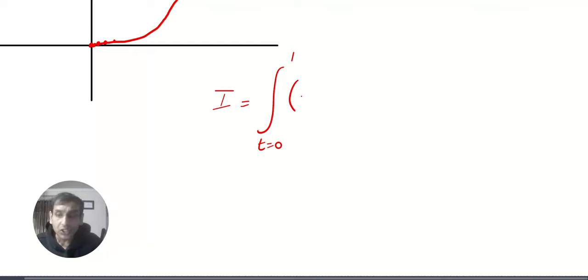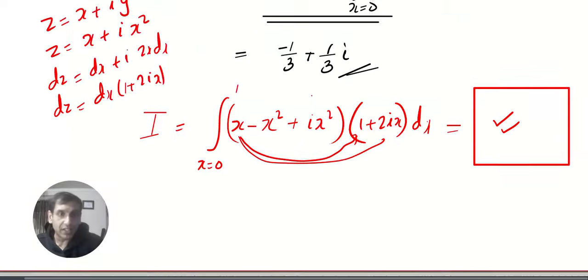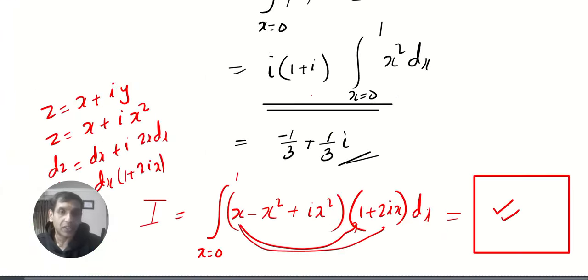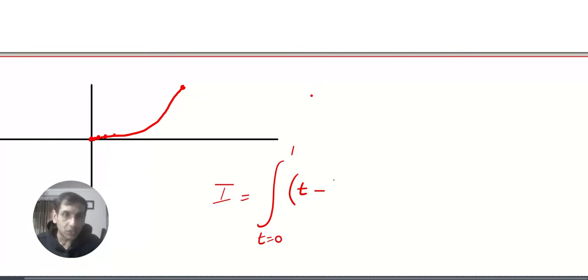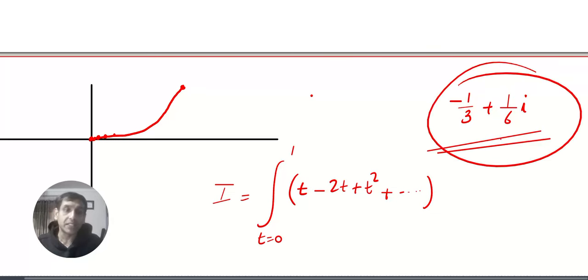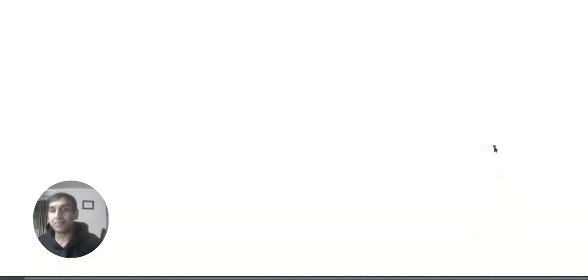And instead of x, you can put t, and instead of y I have to write 2t minus t square. So minus 2t plus t square plus, and so on. The answer will be minus 1 by 3 plus 1 by 6 into i. It will be very nice if you can try this and comment below whether you got the same answer or not. Now let's go for a more serious problem.